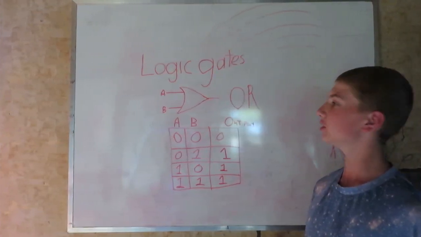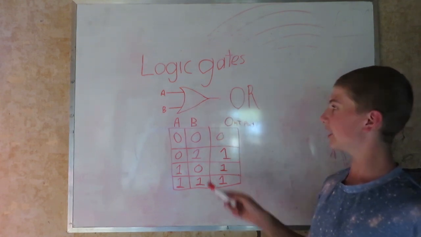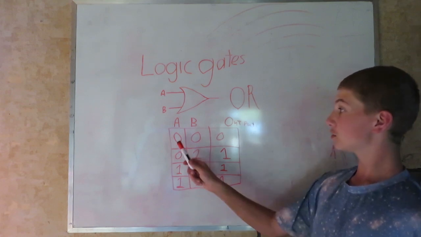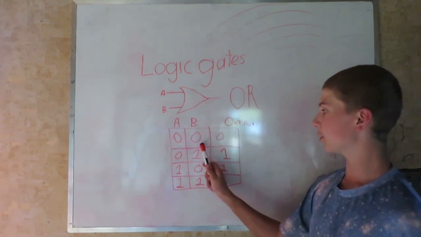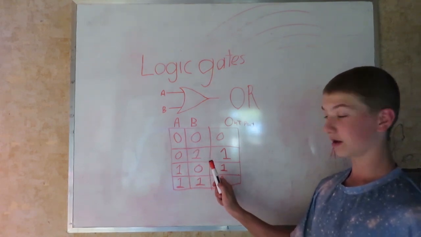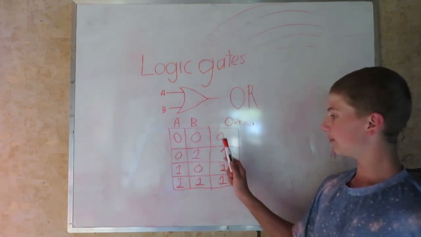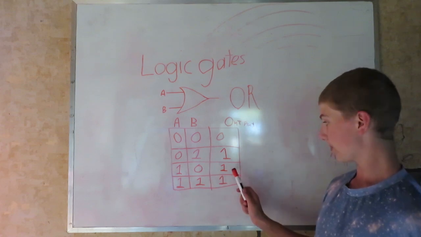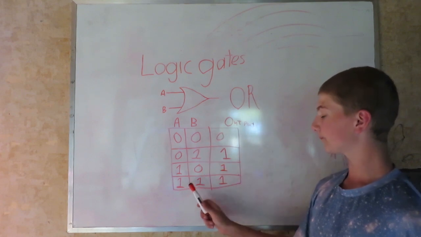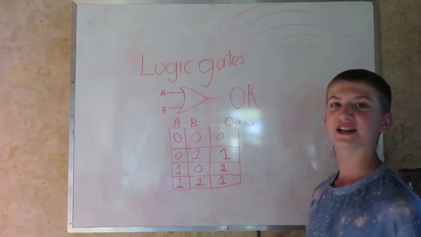The next gate we're going to be talking about is the OR gate. So here's the symbol. Kind of similar to that of the AND gate, only it has a bit more curve there. So we'll do the same thing as the AND gate. If input A is 0, input B is 0, output will be 0. If input A is 0, input B is 1, the output will be 1. If input A is 1, input B is 0, the output will be 1. If input A is 1, input B is 1, output will be 1.